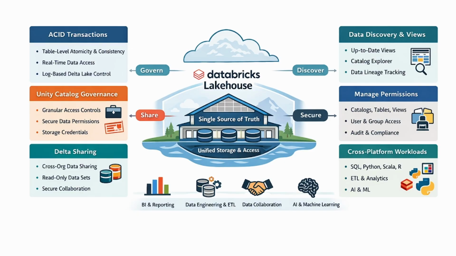Sounds fancy, right? But it's actually pretty simple. Imagine you're running a business and different teams are using the same data set, but each team has its own copy. Now imagine that one copy gets updated and the others don't. Chaos, right? That's what we call a data silo. Teams end up working with information that's inconsistent, outdated, or just wrong.